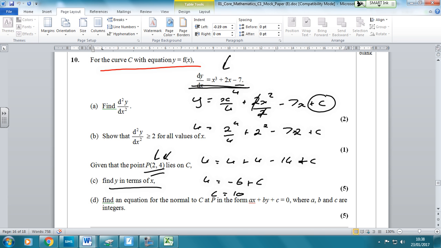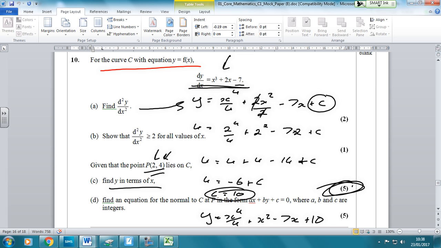So c equals 10. So once you've figured out that c is 10, you've got to rewrite your equation here. But instead of c, we're going to write it as plus 10. So we've got y equals x to the power of 4 over 4, or a quarter x to the power of 4, plus x squared minus 7x plus 10. And that's worth 5 marks.